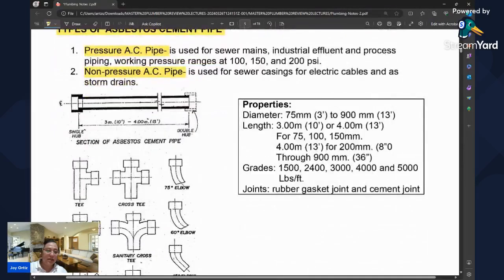So here are the properties. Here's the single hub and the double hub. Length is 3 to 4 meter or 10 feet to 13 feet. Diameter is 75 millimeter to 900 millimeter. Malalaki po talaga siya. We have also the length, 3 meter, 10 feet, and 4 meter, 13 feet, and 75, 100, 150 mm. And here are the grades: 1.5, 2.4, 3,000, 4,000, and 5,000 pounds per feet.